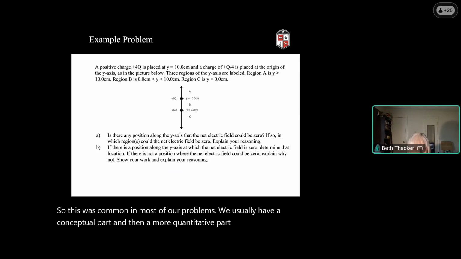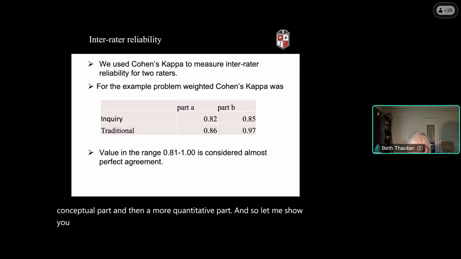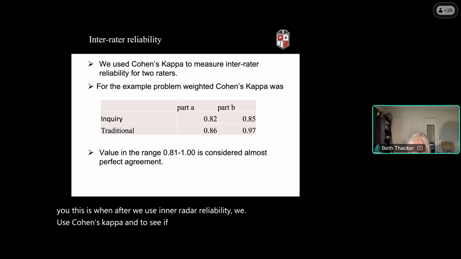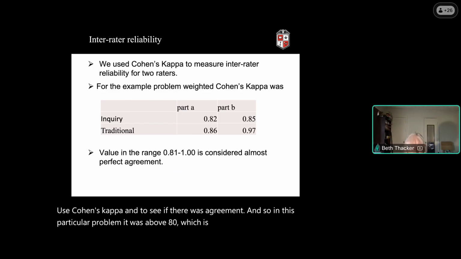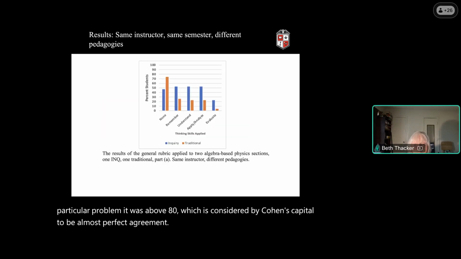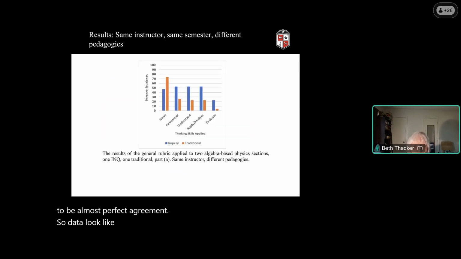Let me show you, after we used inter-rater reliability, we used Cohen's kappa to see if there was agreement. In this particular problem, it was above 80, which is considered by Cohen's kappa to be almost perfect agreement. So the data look like this.